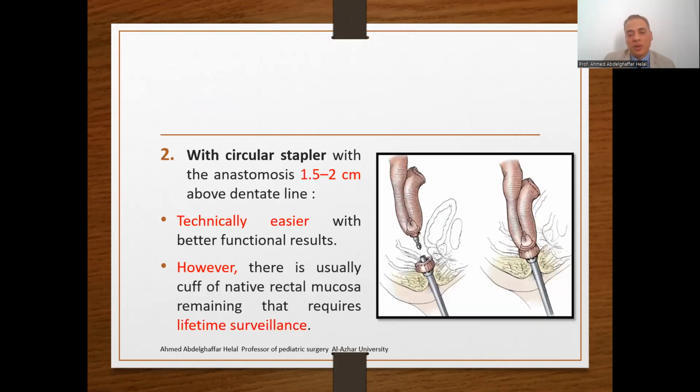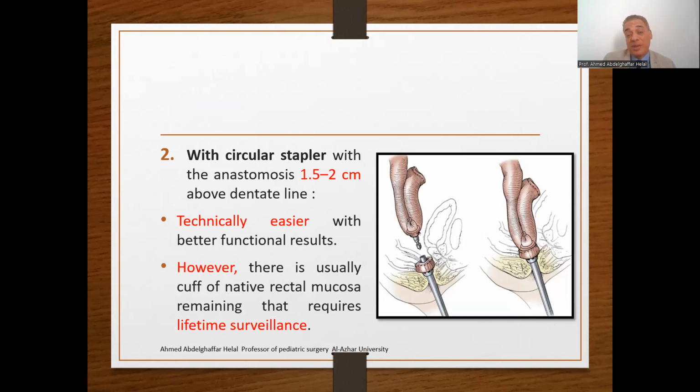Using a stapler, what is the problem? To apply the stapler, you need to leave a rectal cuff. So this rectal cuff, present here to allow for the stapling between the native rectum and the pouch, may be the site of recurrence of cancers and needs long-term surveillance.